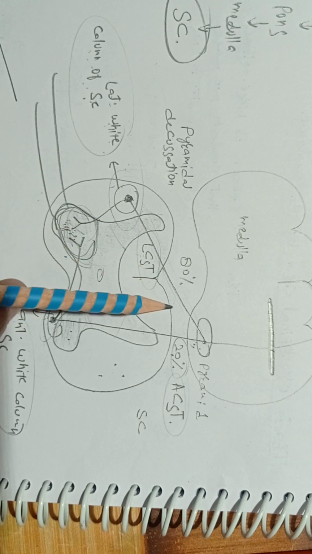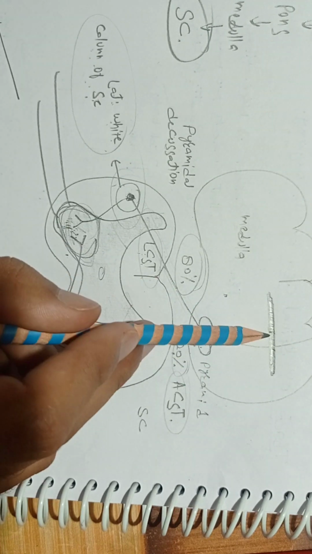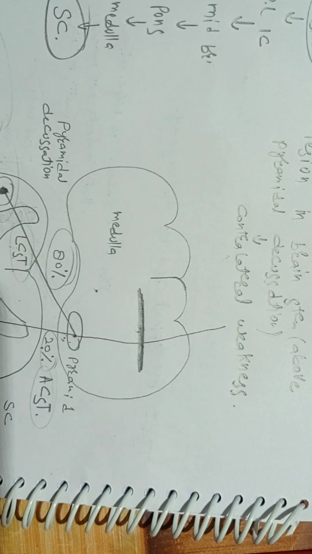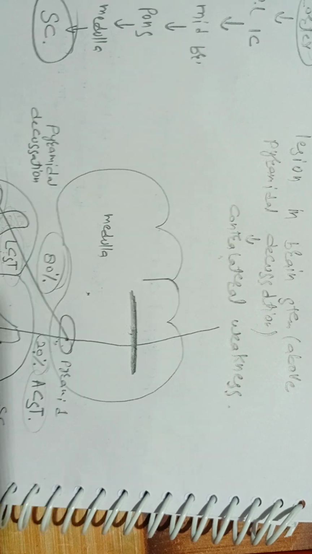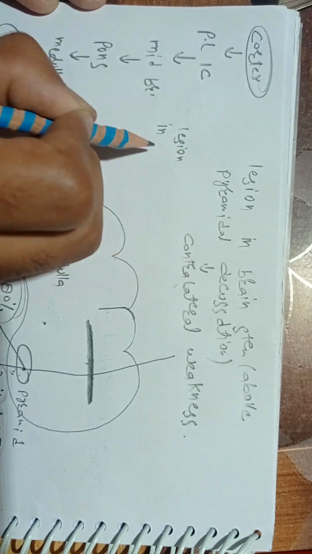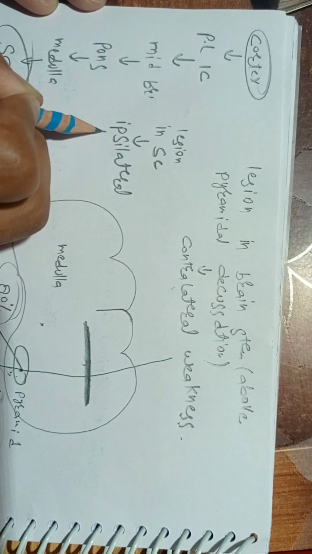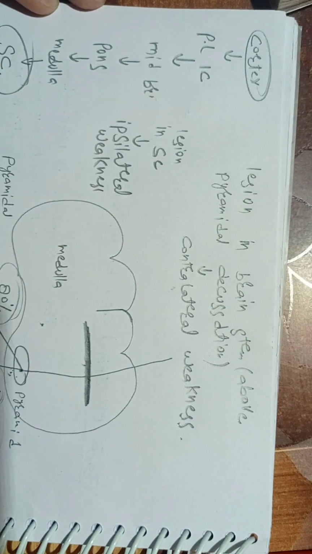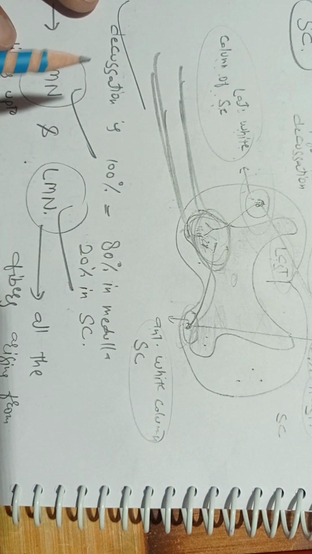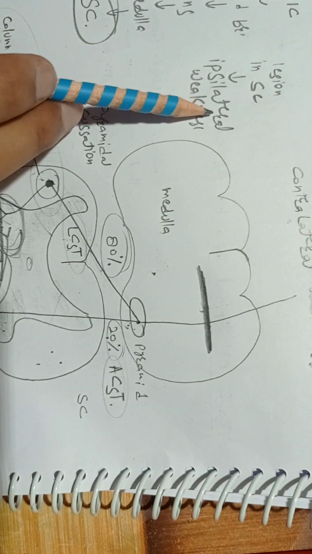80% cross in the medulla and 20% cross in the spinal cord. So if the lesion is above the pyramidal decussation, there will be contralateral weakness, on the opposite side, because they cross and supply the other side of the body. Similarly, if there is a lesion in the spinal cord, there will be ipsilateral weakness. What do we mean by ipsilateral weakness? On the same side, because when the fibers arise from the anterior horn cells, they go to the same side of the body. That's called ipsilateral weakness.